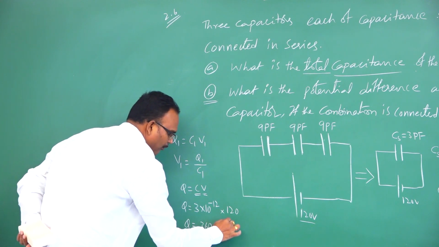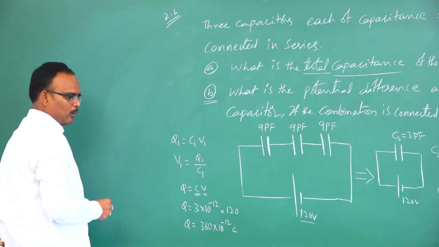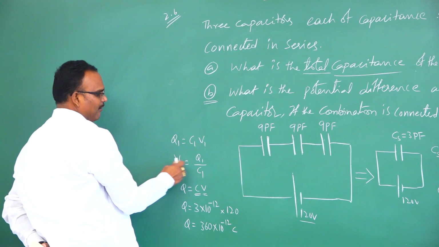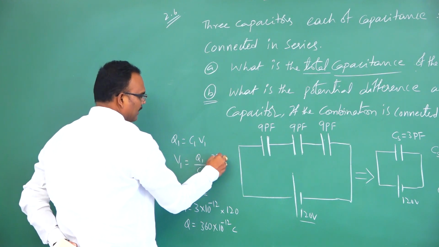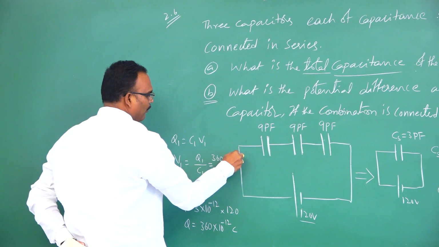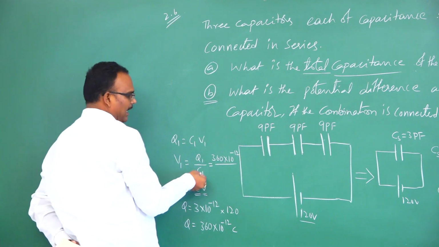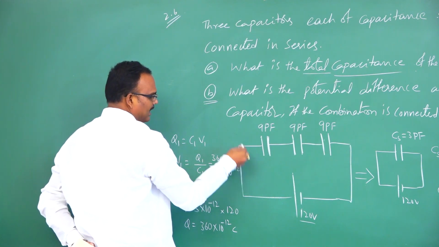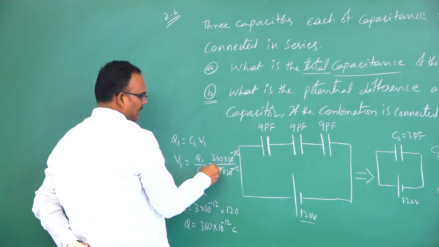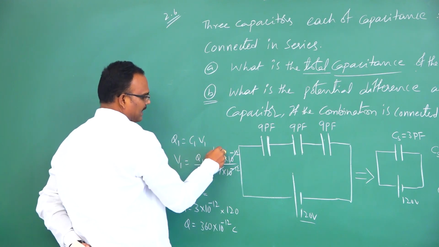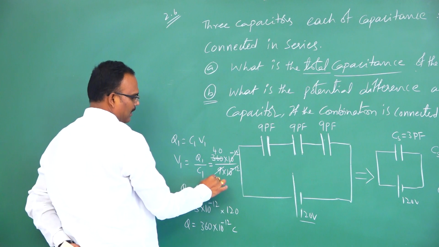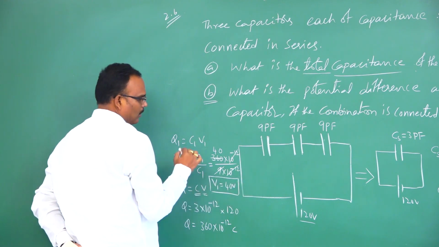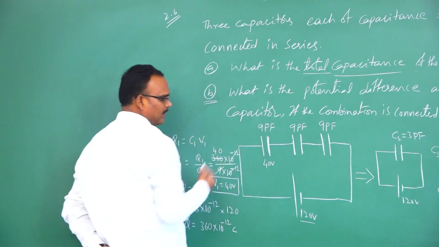360 into 10 to the power of minus 12 coulombs. That means picocoulomb. When we know the charge, then I can calculate V1 by substituting 360 into 10 to the power of minus 12 divided by capacitance, 9 picofarad, 9 into 10 to the power of minus 12. These two cancel, 9 fours are 36, so 40. That means V1 is equal to 40 volts. Okay, that means here 40 volt will drop.